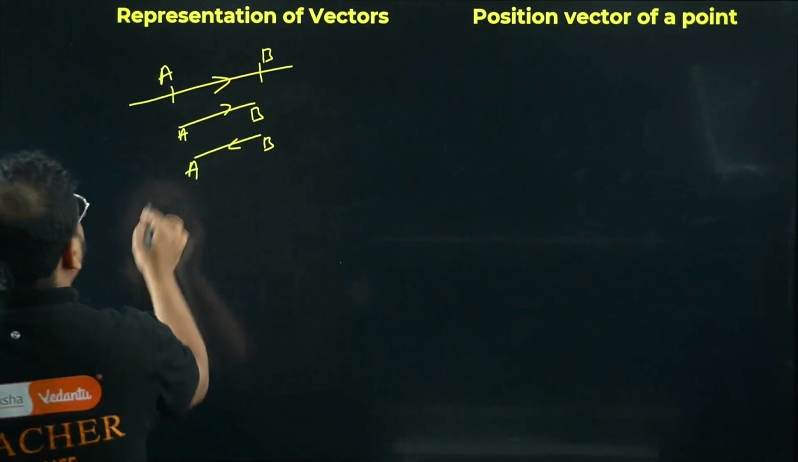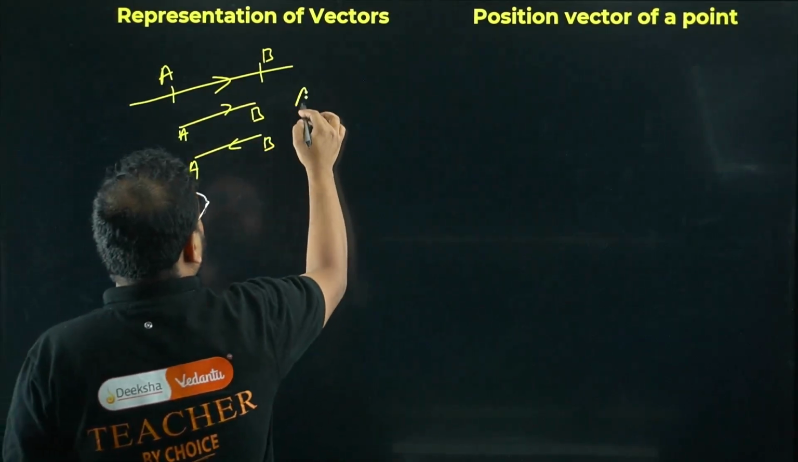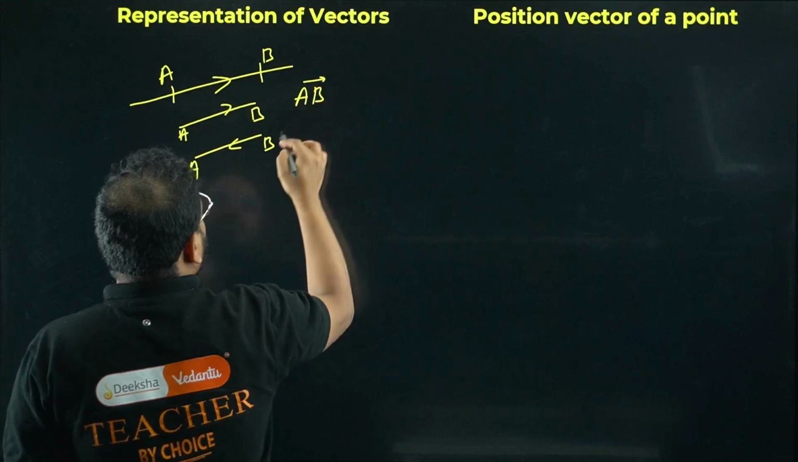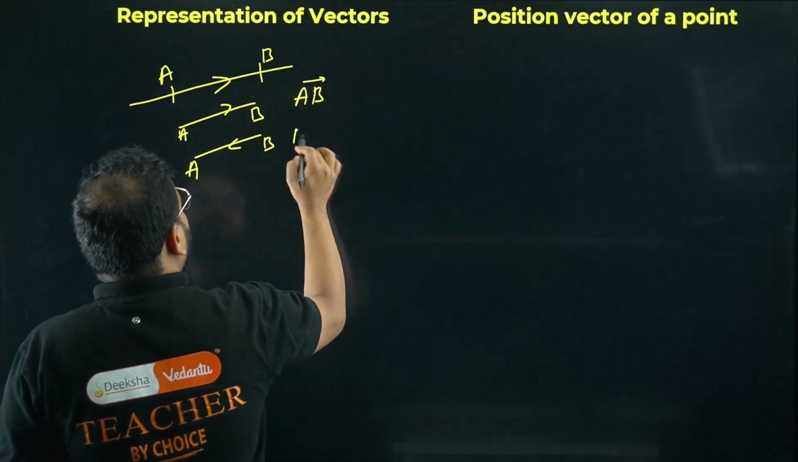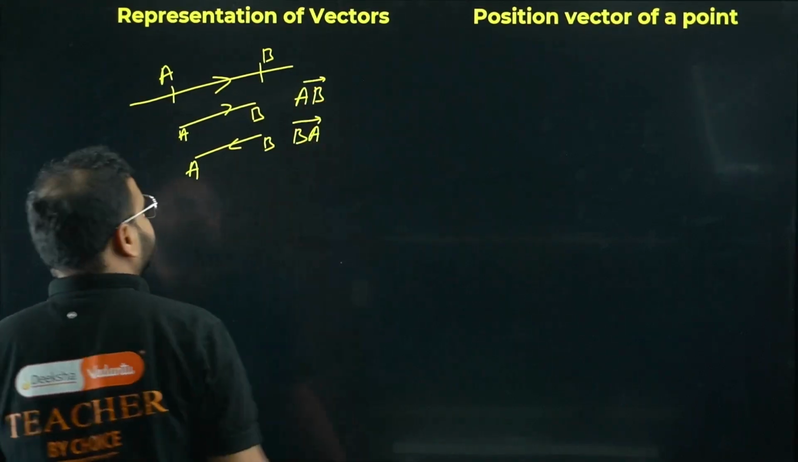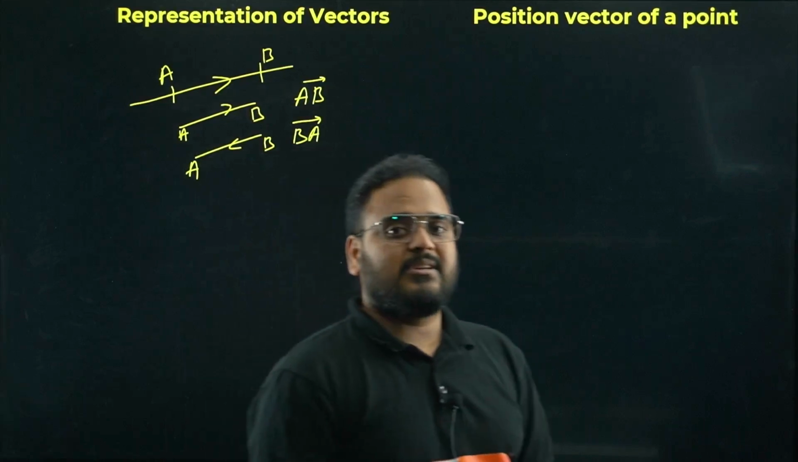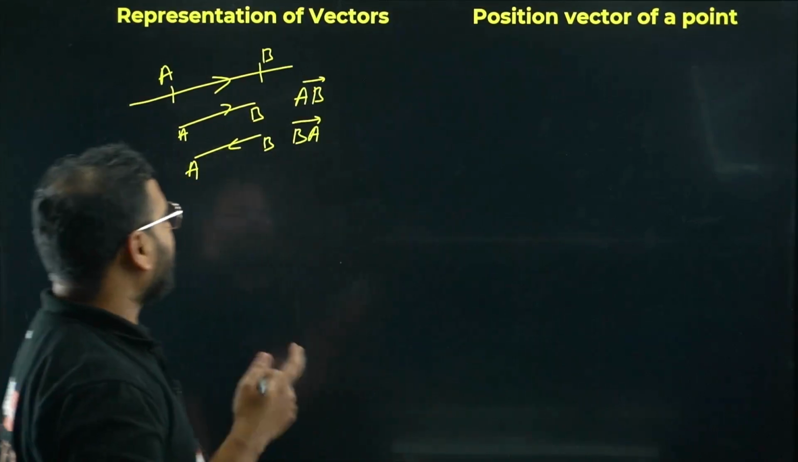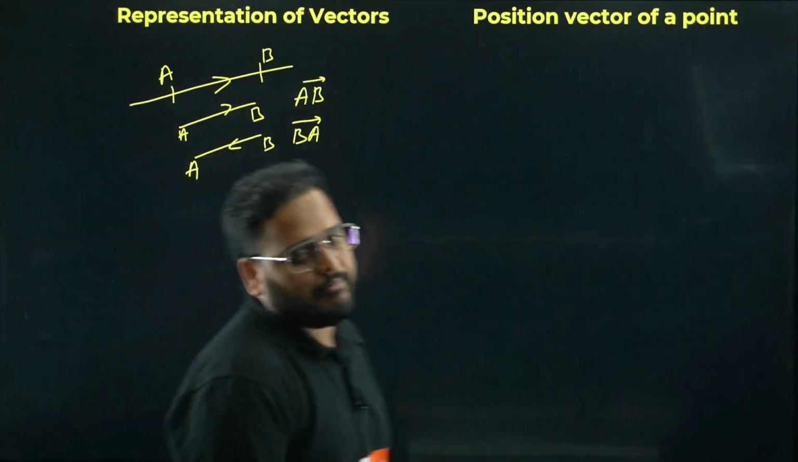And how do you write it, sir? Let's say I'm writing AB. I'll write here vector AB from A to B. If I write BA, I'll write here vector BA from B to A. That's how you're going to represent it in symbol form. AB or BA.